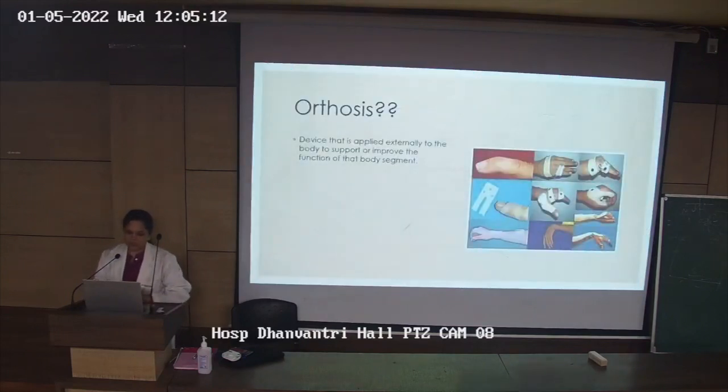So what is the definition of orthosis? If someone is asking you, it is a device that is applied externally to the body to support or improve the function of that particular body segment. So today we will be talking only about the upper limb section. In this picture you can see that on the leftmost column are the deformities, then the orthosis, and that orthosis is correcting the deformity.